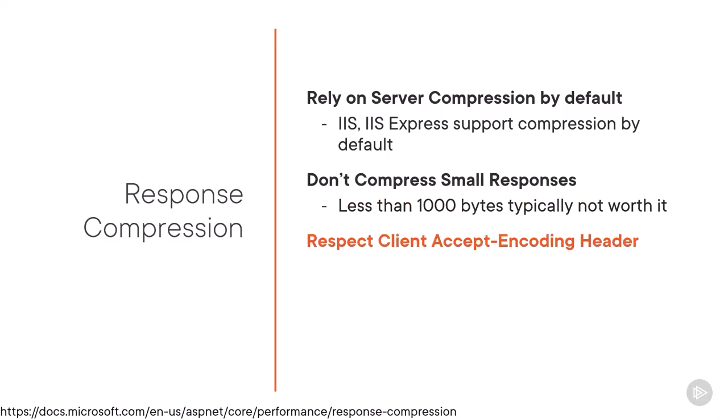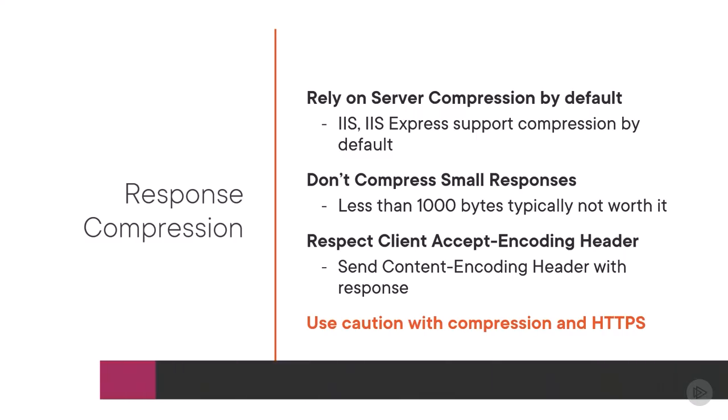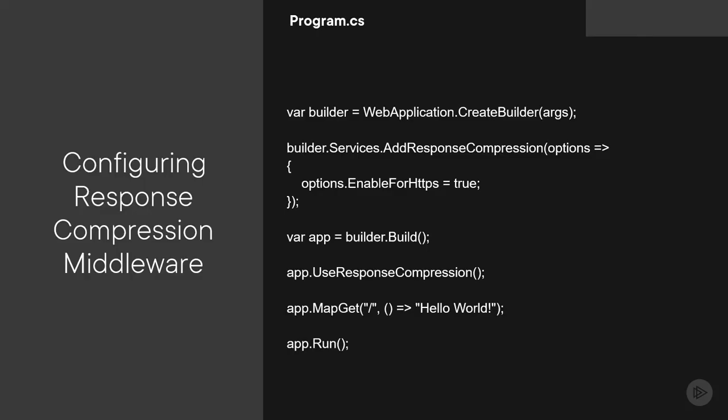Clients must inform the server of the kind of encodings they support using an accept encoding header. The server should respect these encodings and should specify the encoding used in a content encoding header in its response. Also, there are known security issues with using compression over HTTPS. See the docs link below for details and how to mitigate this risk. To configure response compression, add it to your app's services. You can configure options and add additional providers if needed. Then, after the app is built, add the middleware to your request pipeline, as shown here.